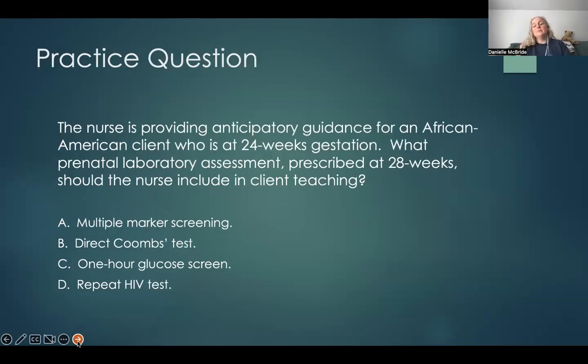So the nurse is providing anticipatory guidance for an African-American client who's 24 weeks gestation. What prenatal laboratory assessment prescribed at 28 weeks should the nurse include in client teaching? So 28 weeks, multiple marker screen. We do that at like way sooner. Direct Coombs test. That direct Coombs test is what we can do on the baby to look for antibodies after they're born. So that's not at 28 weeks. 1 hour glucose test and repeat HIV. We're not repeating the HIV unless she has risk factors. So the glucose tolerance test is the correct answer.